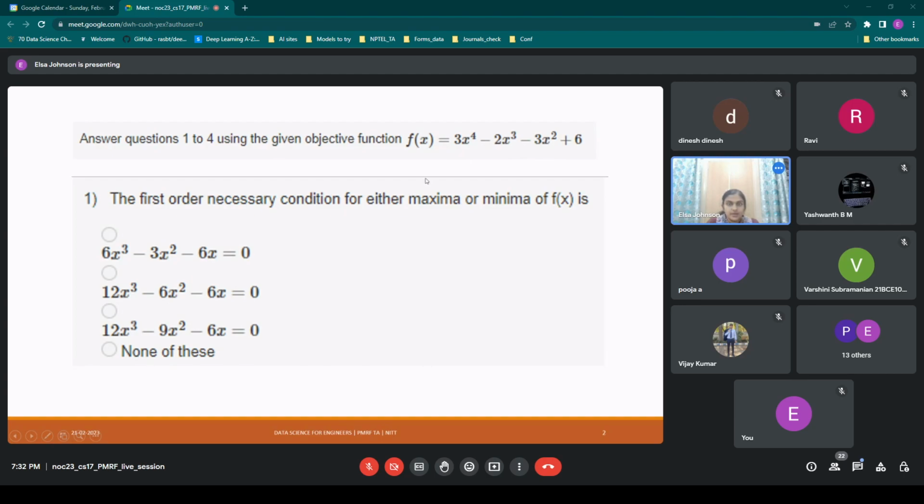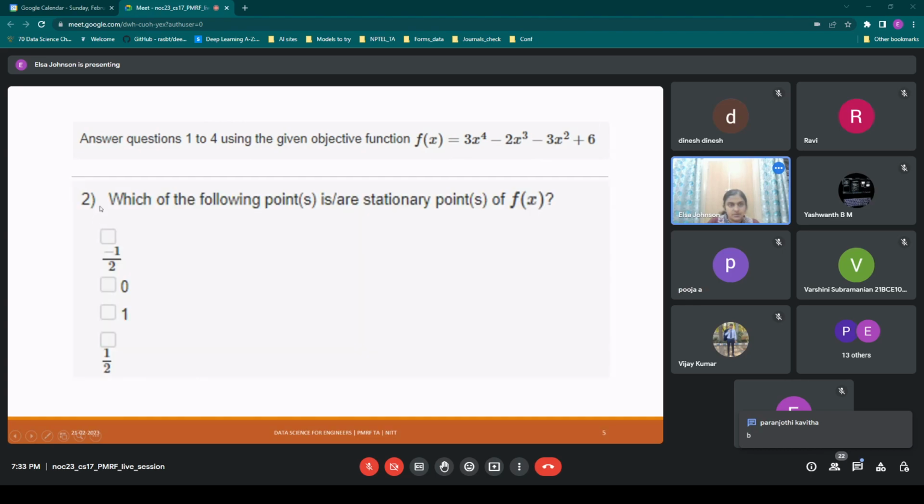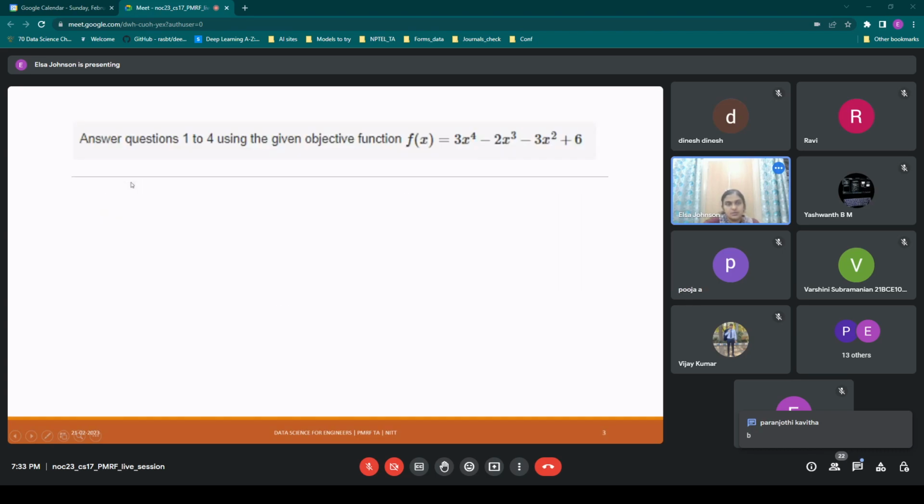First thing is the first order necessary condition for either maxima or minima of f of x. Can you tell me the first order necessary condition? Yeah, answer Ram has put as B. Anyone else? I'll just show you fast. What is the first necessary condition? The answer is B only.